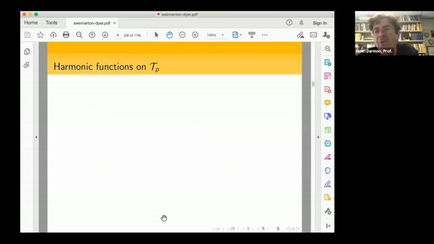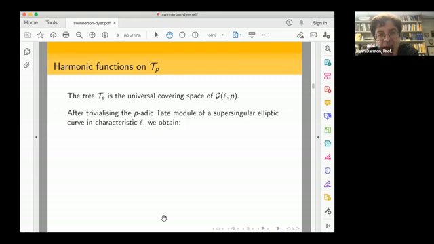Okay, so the use of this tree is that it actually can be viewed as a universal covering space for this isogeny graph. Namely, if I trivialize the p-adic Tate module of a supersingular elliptic curve in characteristic L, then I get an action of the endomorphism algebra of these supersingular elliptic curves. And in fact, I get an identification of the isogeny graph as a quotient of this Bruhat-Tits tree by the action of a certain discrete subgroup Gamma.